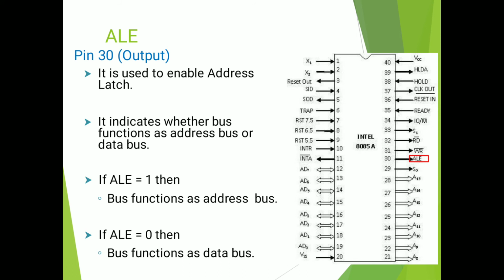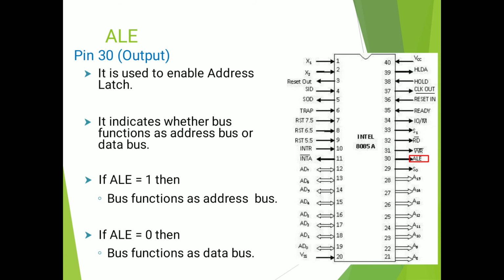ALE, address latch enable. It is used to enable address latch. It indicates whether the bus functions as address bus or data bus. That means it is an output signal, because ALE is directed towards the peripheral devices. It is an output signal used to give information of AD0 to AD7.